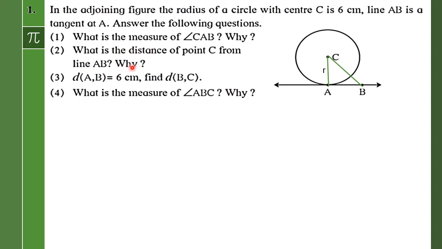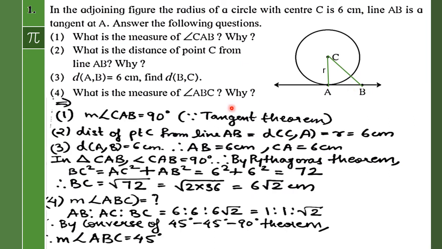That is the second question. Third is distance AB, which is given as 6 centimeters. We need to find distance BC. And the fourth part is we need to find the measure of angle ABC. So this particular angle we need to find. Let's see the solution.